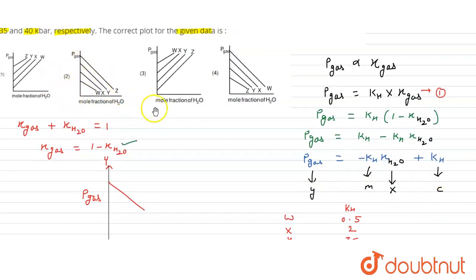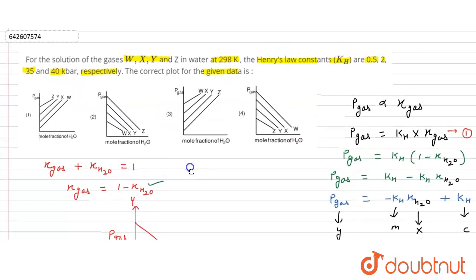Now if we check the options, you can see in the first and third options the slopes are positive. So options 1 and 3 can be eliminated because they have positive slope, but here we are getting a negative slope. Now the question arises, which is the correct answer, either 2 or 4?